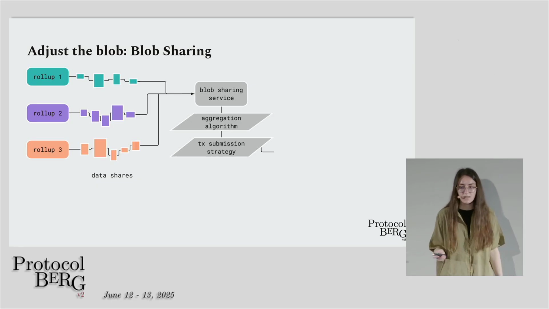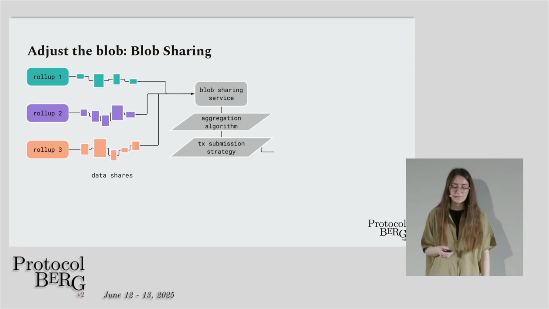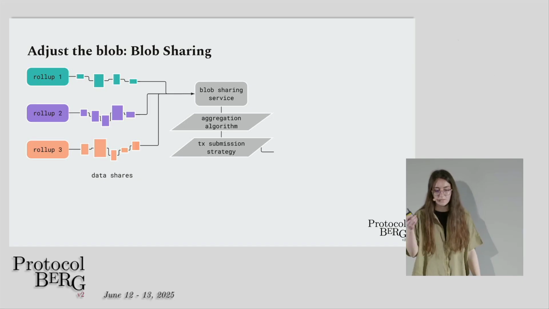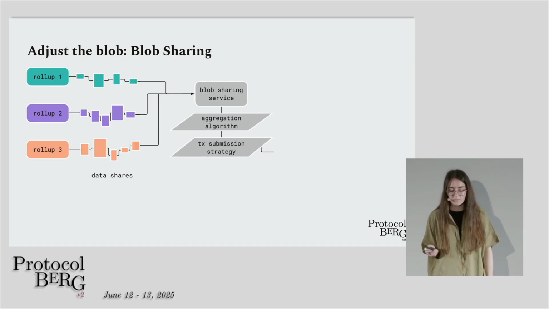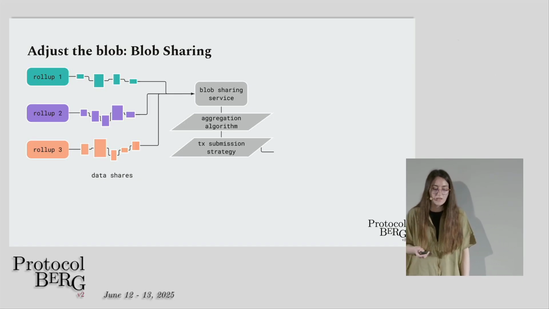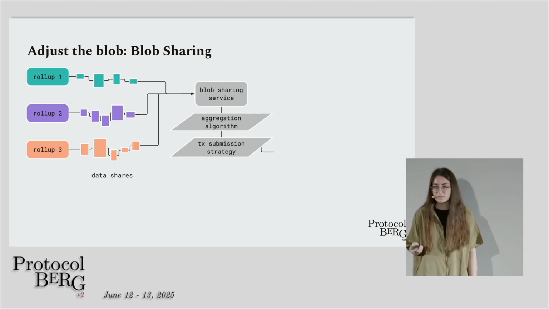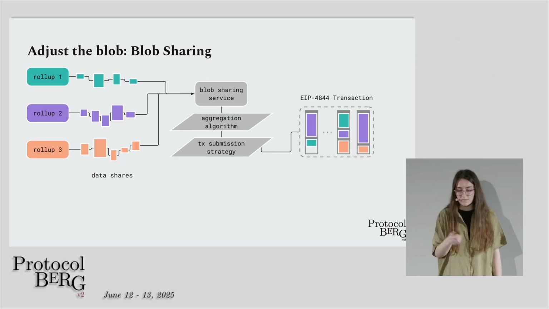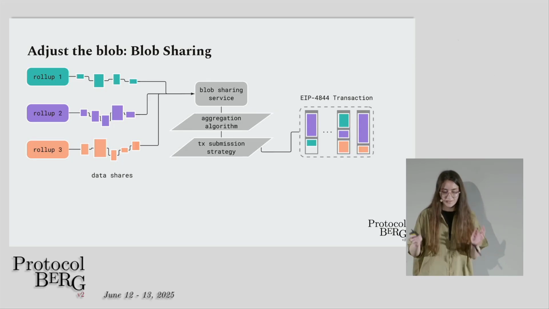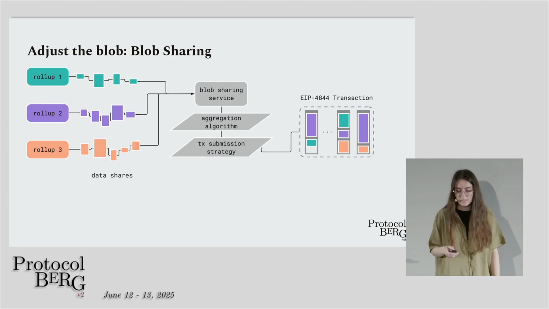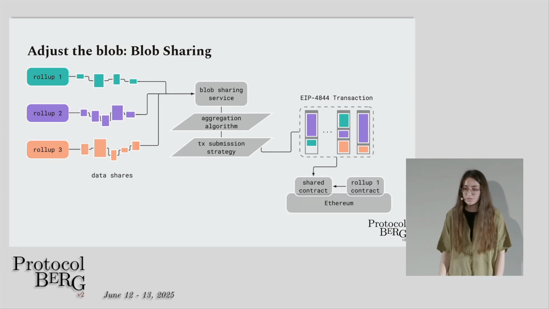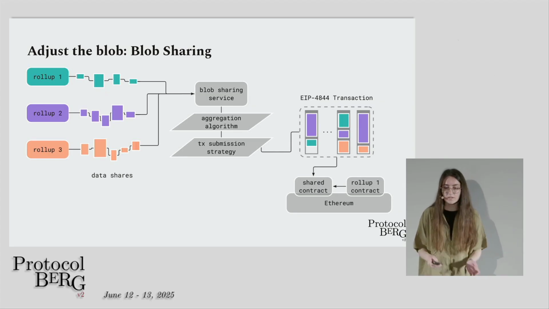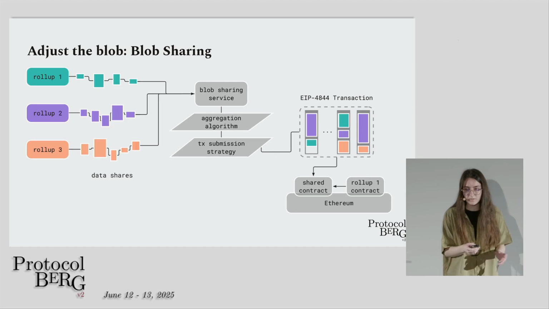It applies some aggregation algorithm over them, for example, the largest comes first, or based on some priority definitions. And then it applies some transaction submission strategy to decide when to submit the transaction and how many blobs to fit in the transaction. So finally, they get one transaction that may look like this. And they send this to a shared contract from where all of the other rollup contracts can read the relevant data for them.